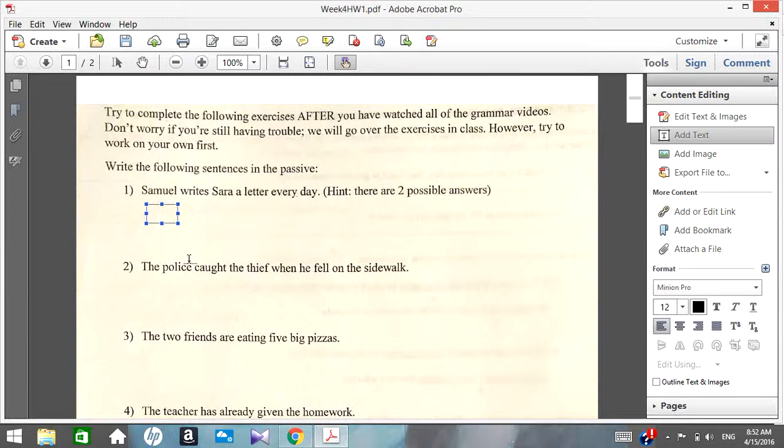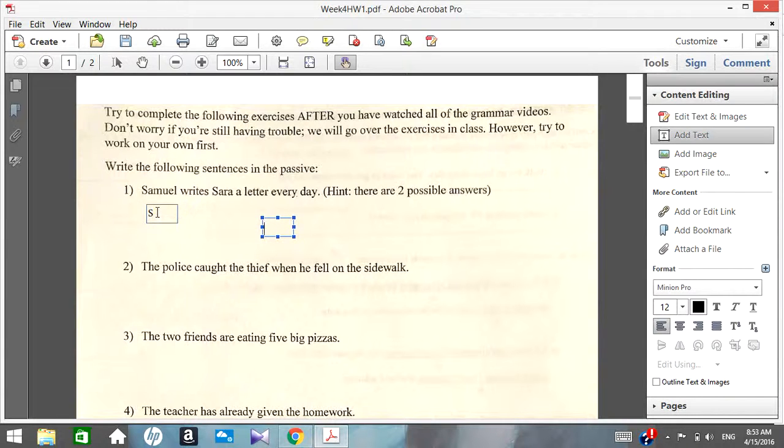So here we have Samuel writes Sarah a letter every day. So this one actually has two answers. The first thing I like to do is to make sure I understand what tense the sentence is in. So here, right, it's the present simple tense. And then remember, you have to find out the object of the sentence. That means the noun that comes after the verb. So here we actually have two. We have Sarah and a letter. So my answer, let's start with Sarah first.